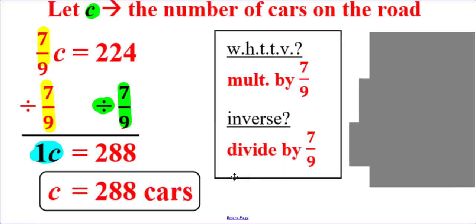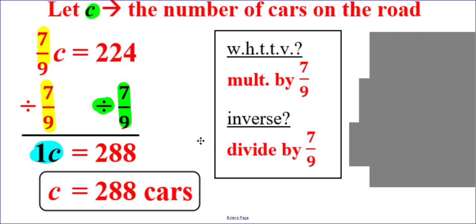And now let's simplify the 1c, because that means 1 times c, and so that's going to give you the c by itself. Now, since this was a real-life scenario problem, it is very important that your real-life problem's answer is a real-life answer. So it's not just 288. Real-life answers are not just a number by themselves. It's a number of something. In this case, it's the number of cars.